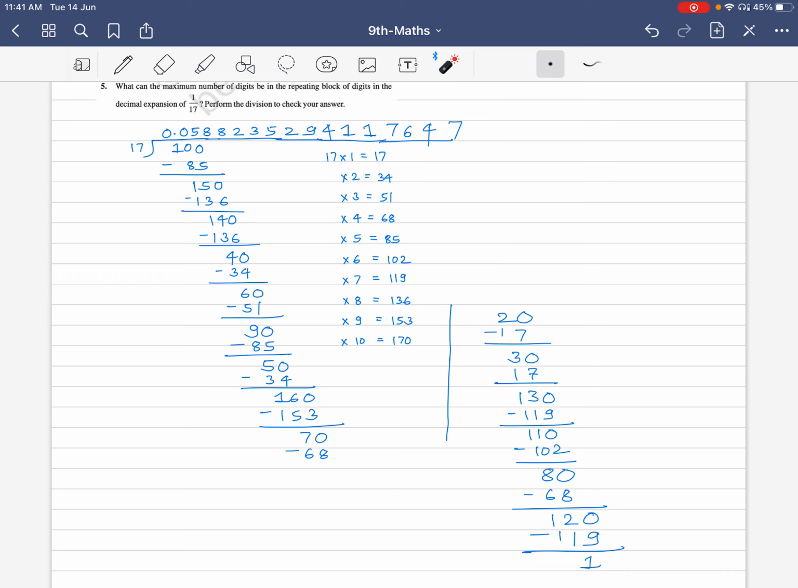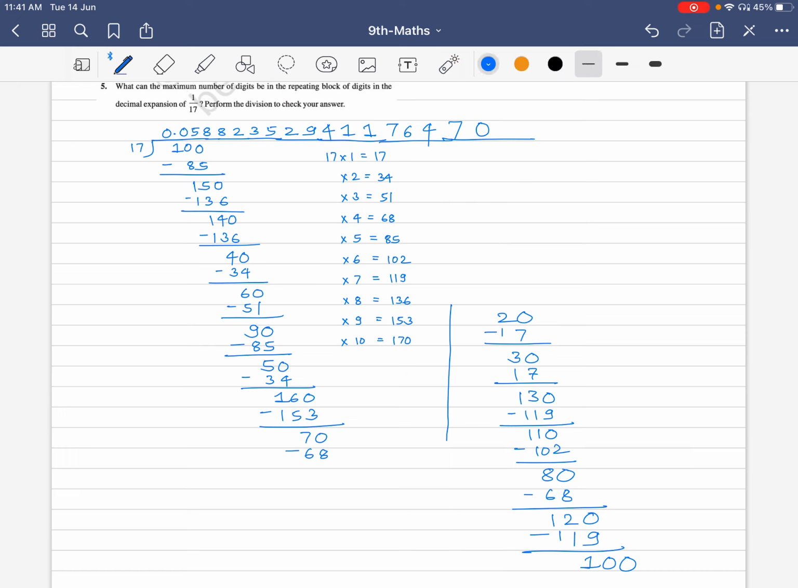Got it? And then we are going to make here 10, and then we are going to add one more 0 here. So that's going to be 100. And once we get 100 here as a remainder, that's the 100 we started from, and we are going to start with 85 again. Wow.